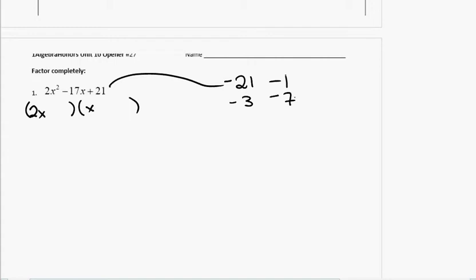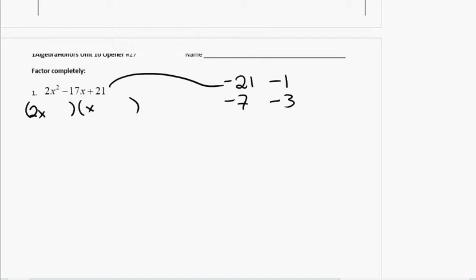And what else goes into 21? Let's see. Does 2? No. Does 3? Yeah. 4? No. 5? No. 6? No. So it appears like, wait, I'm not going to get to my negative 17. But that's not really what you're looking for. So you just need to list all the factors, and these are the ones.